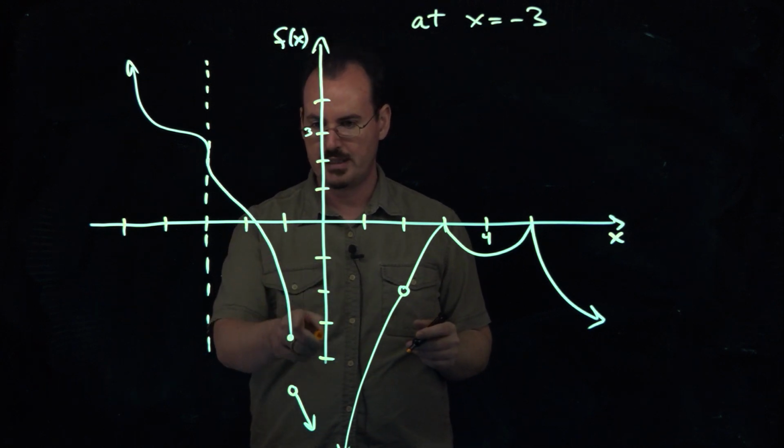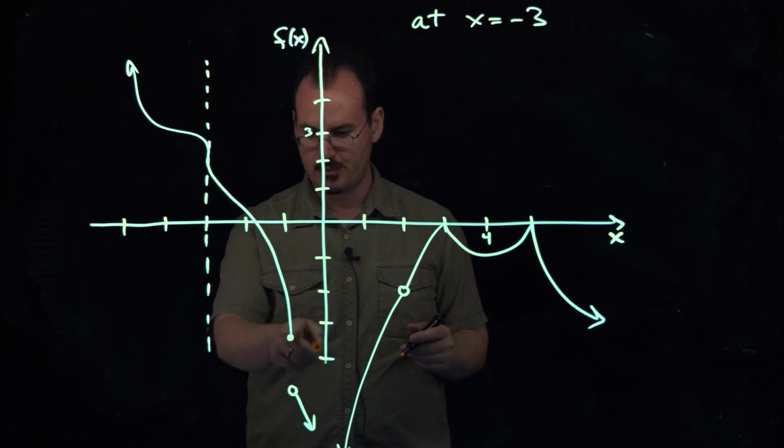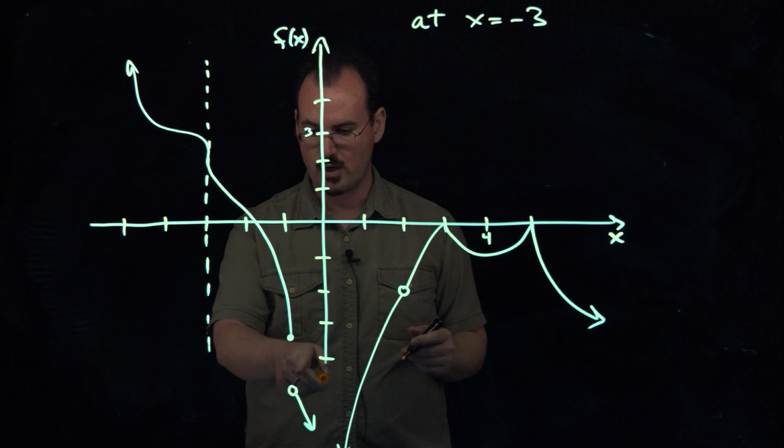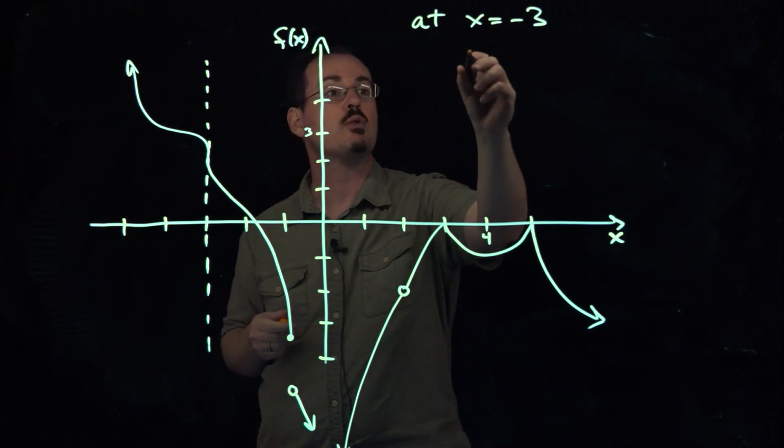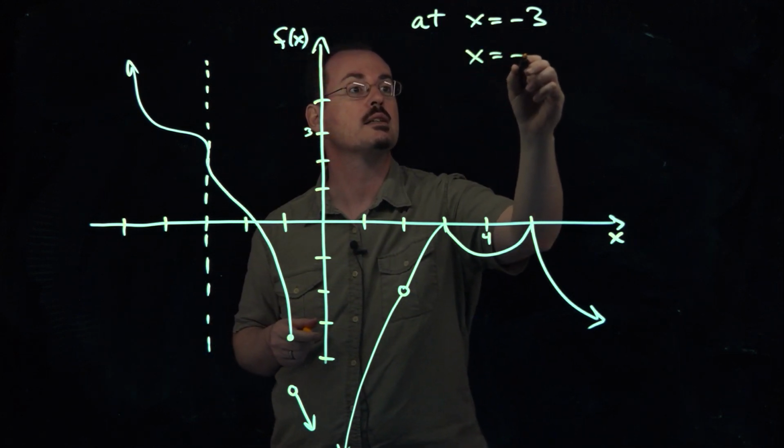OK, then again, we've got a discontinuity here. The graph jumps at x equals -1. So at x equals -1, we have a place where it's not differentiable.